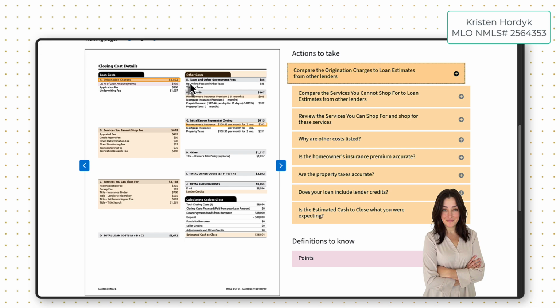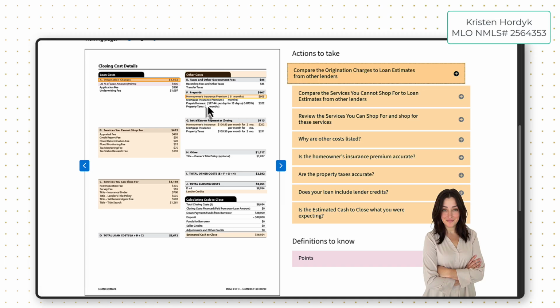Section E, taxes and other government fees, recording fees and other taxes. And sometimes you will see state-specific fees like the Washington foreclosure prevention fee. Prepaids, homeowners insurance, 6 months, sometimes you can see 12. This is highly dependent on you and who you choose for your homeowners insurance, and we ask you to get a quote. Mortgage insurance premium, if there's any.